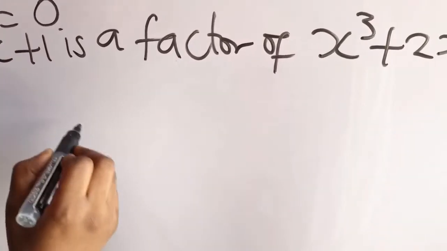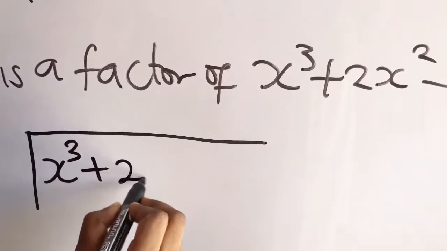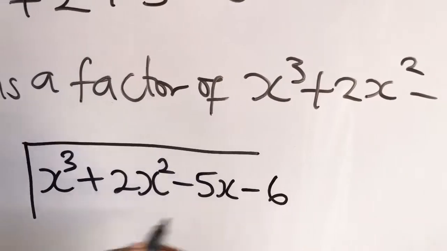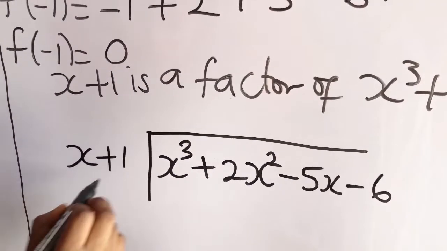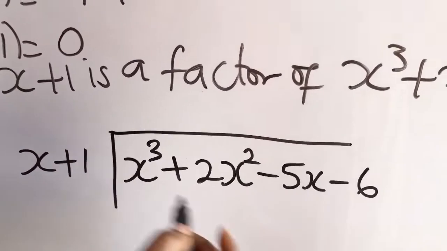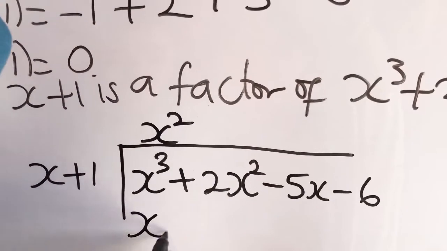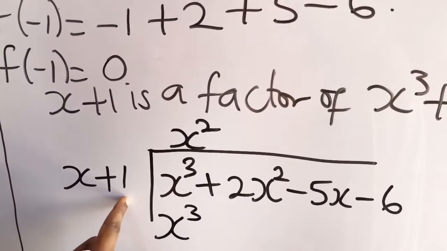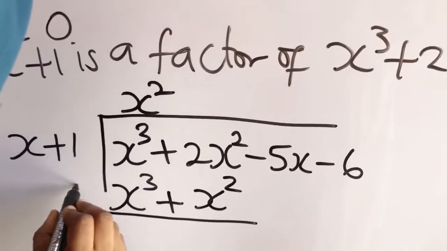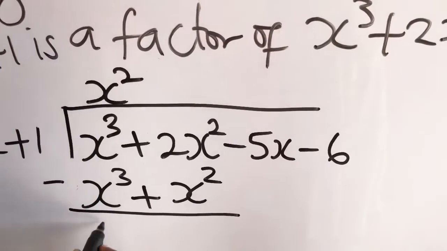Using long division, x cubed plus 2x squared minus 5x minus 6 is our dividend, and x plus 1 is the divisor. So use the first term of the divisor to divide the first term of the dividend, which gives x squared. So x squared multiplied by x gives x cubed. x squared multiplied by plus 1 gives plus x squared. Then the next thing is that we have to subtract. So x cubed minus x cubed gives 0.